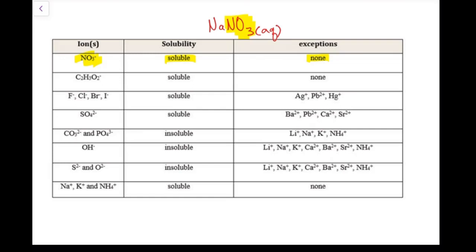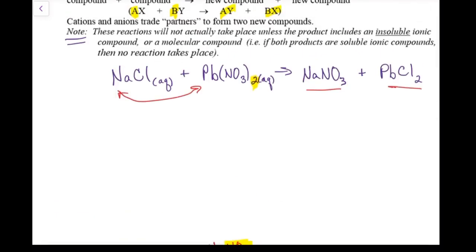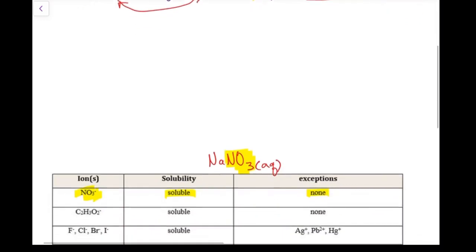Okay, so that's one of my products. One of my products is sodium nitrate, and I just decided that is aqueous. If the other one is also aqueous, then this is going to be a no reaction. So let's see. So lead 2 chloride.